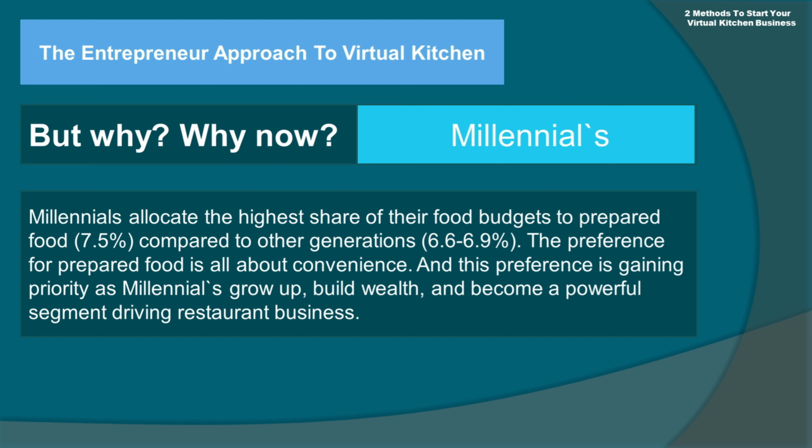So millennials allocate the highest share of their food budgets to prepared food, about 7.5% compared to the other generations, right? The preference for prepared food is all about convenience, and this preference is gaining priority as millennials grow up, build wealth, and become a powerful segment driving restaurant business.